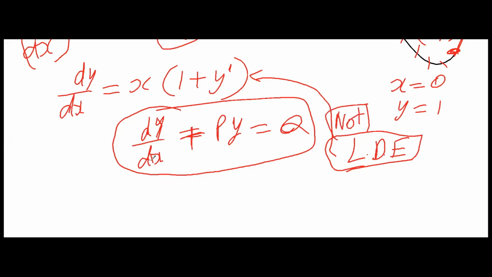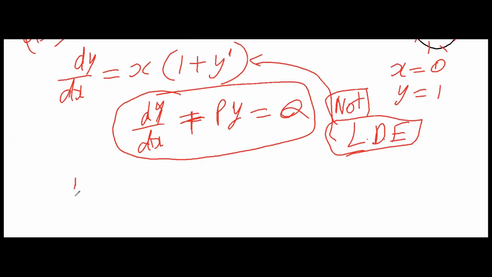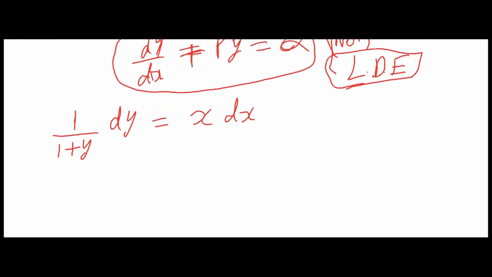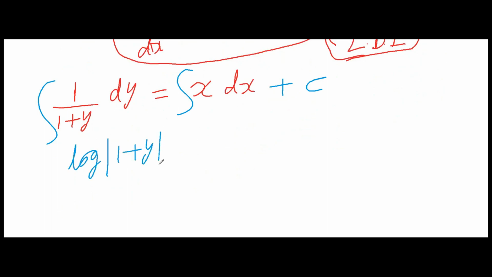Here I can do this with the variable separable method. How? This 1 plus y, I bring it down here, so 1 plus y goes below, and this dy comes here, is equal to x, and this dx goes to the other side. So x is separated and y is separated. So using the variable separable method I can do it. Now what is the next step? The next step is just to do integration and add some constant, say I will write c. So the integration of this will be log of 1 plus y, and the integration of x will be x square by 2 plus c.